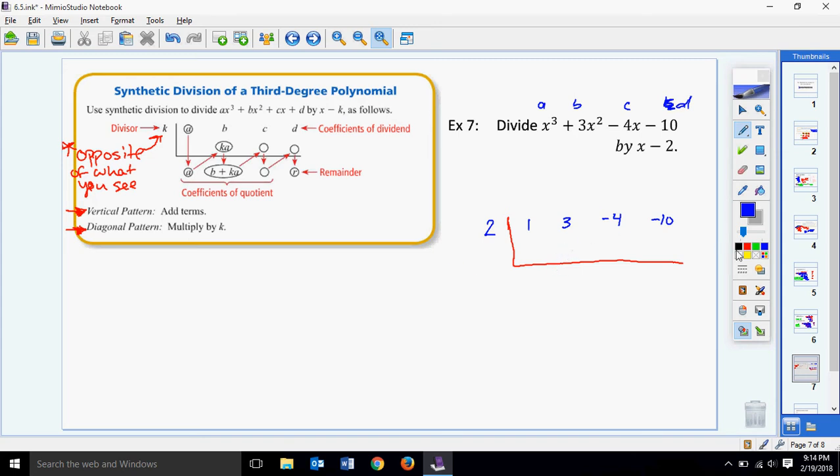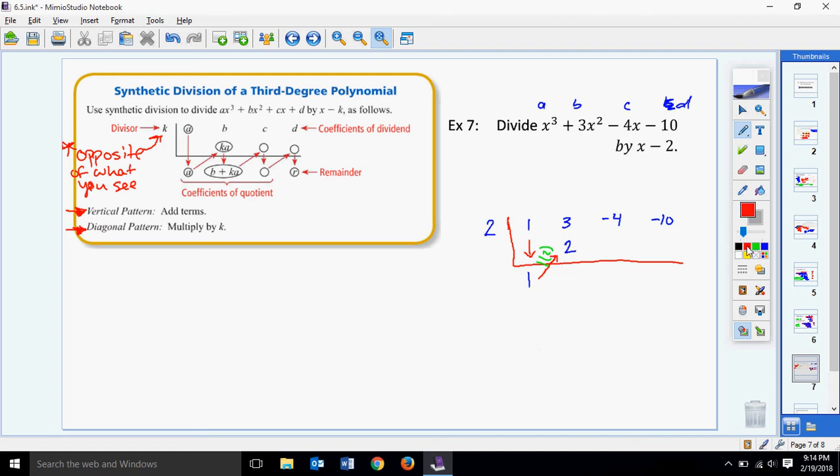Now, to start synthetic division, you always want to drop down your first coefficient. So I'm dropping down a 1. Now, remember we said diagonally we're going to be multiplying by k. So you're taking 1, and to get your next number up here, you want to multiply it by the k. So what you're doing along here is you're taking 1 times 2. And when you do that, 1 times 2 gives you 2.